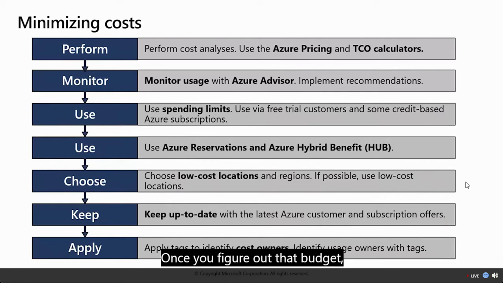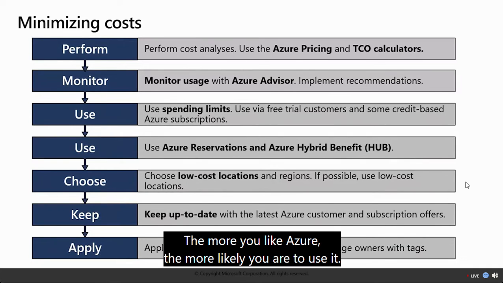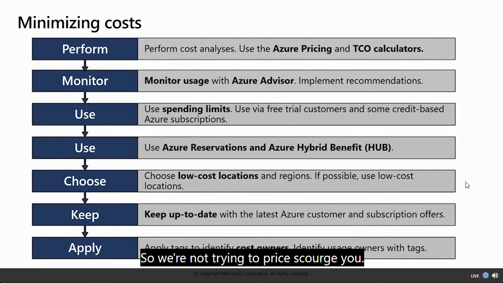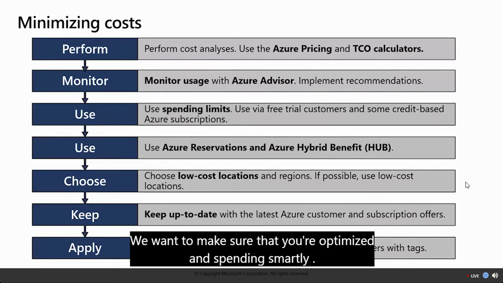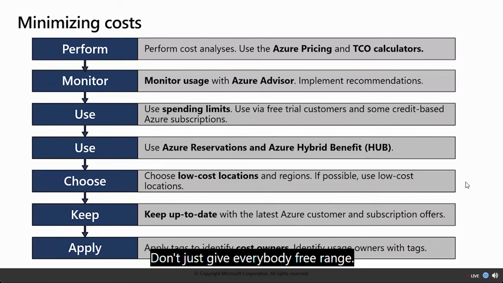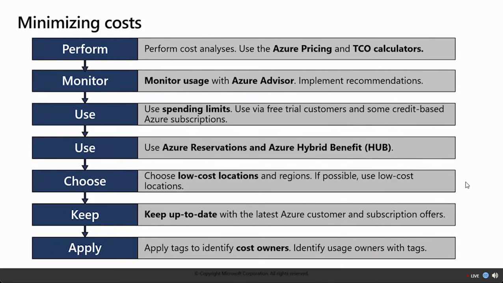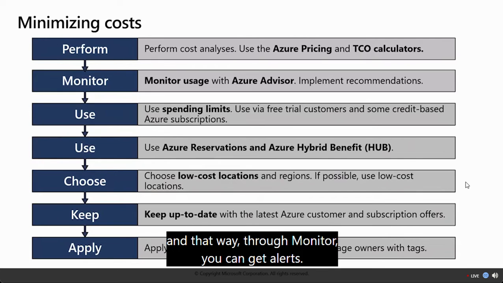Once you figure out that budget, you have Azure Monitor and Azure Advisor that are going to make recommendations. We want to be able to save you money, because the more you like Azure, the more likely you are to use it. So we're not trying to price gouge you. We want to make sure that you're optimized and spending smartly. Once you've gone through Monitor and Azure Advisor, use spending limits. Don't just give everybody free range. We've talked about role-based access control and all different ways to govern your Azure environment. Do the same thing with spending. Set up those spending limits, and that way, through Monitor, you can get alerts.